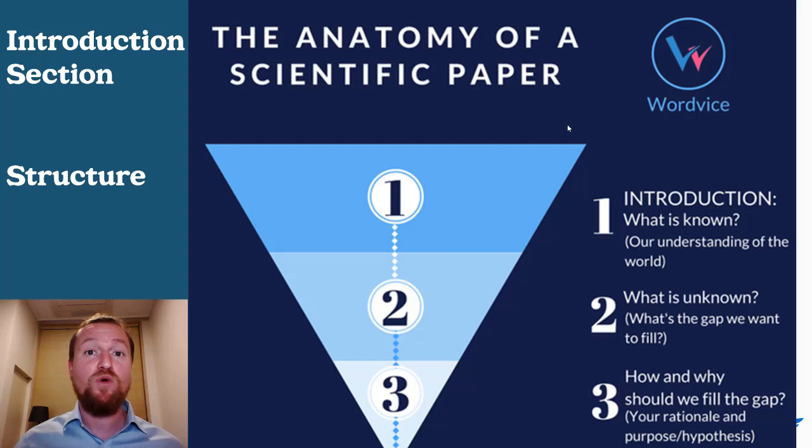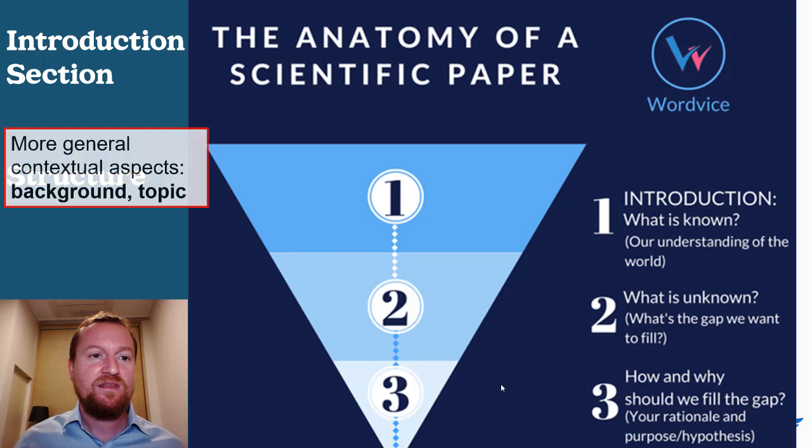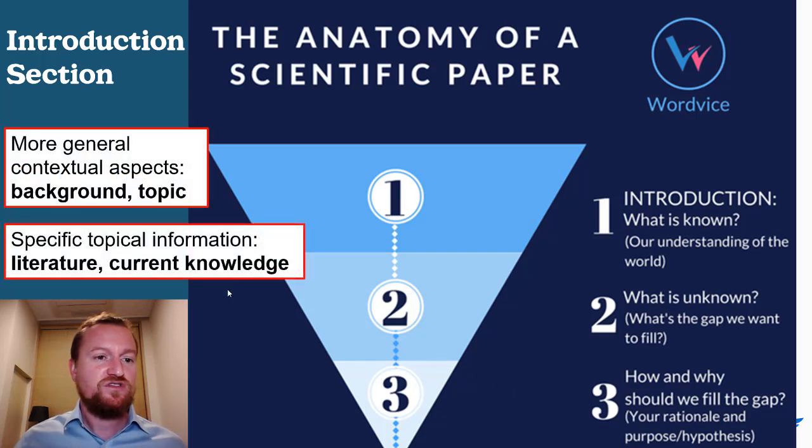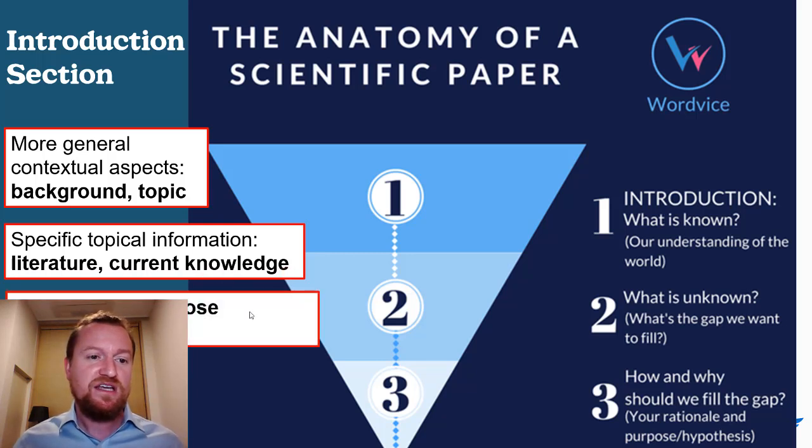And again, this is more applicable to scientific or social science studies. So you have the broadest information, what is known, and then next, a little bit narrower, what is unknown, or what are the gaps your study will fill. And then last, in 1 or 2 sentences, is your hypothesis or your statement of purpose. How and why should we fill the gap? So more general to more specific: the literature or the knowledge that undergirds, that supports your study, and then your hypothesis or purpose statement.